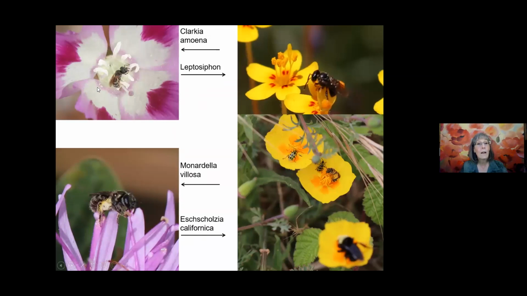Annuals are great for pollen resources too. Clarkia amoena is really nice. Leptosiphon, again, Monardella villosa, even though it provides nectar, it also provides pollen. And of course, poppies. Here we have the maritime poppy with a bumblebee, another small bee, a couple of beetles, real pollen party going on.